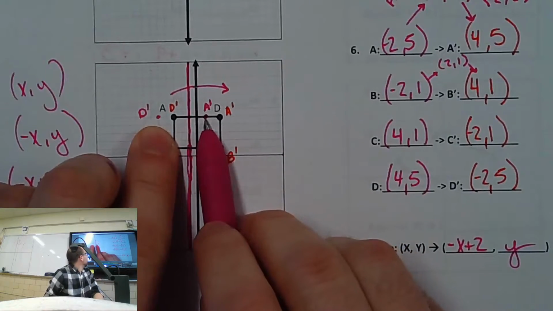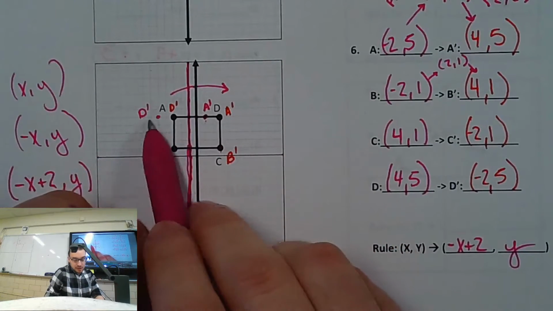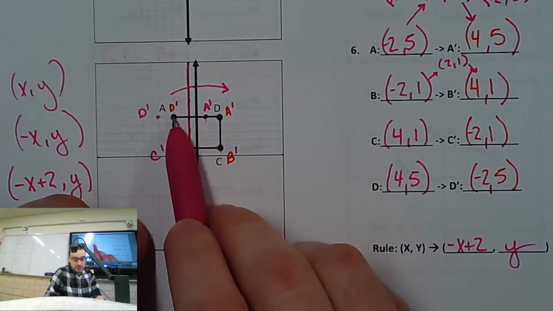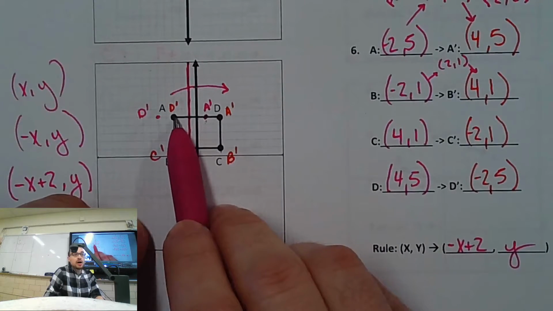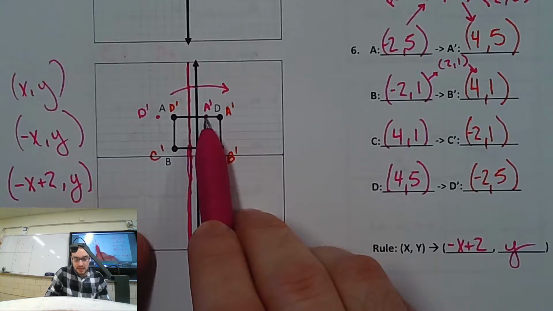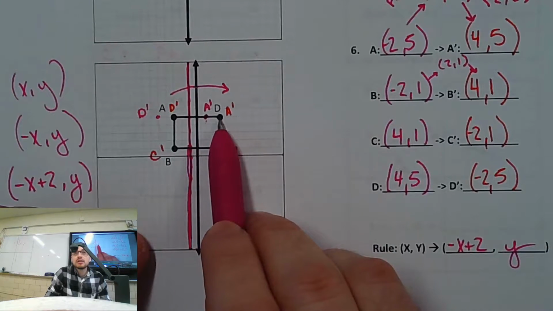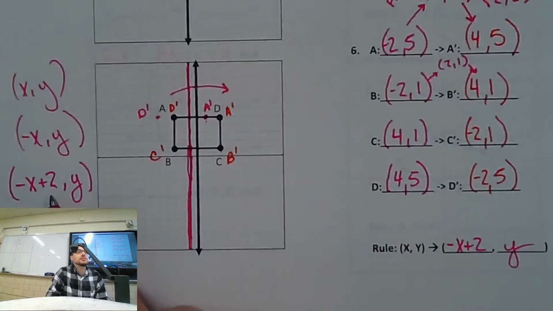How far are those off from where they're supposed to be? Here's D prime. Here's D prime where it's supposed to be. It's 2 off, isn't it? You need to slide it 2 to the right. Do you see A prime? How far is it off from where it's supposed to be? 2 to the right. That's where the plus 2 comes in.